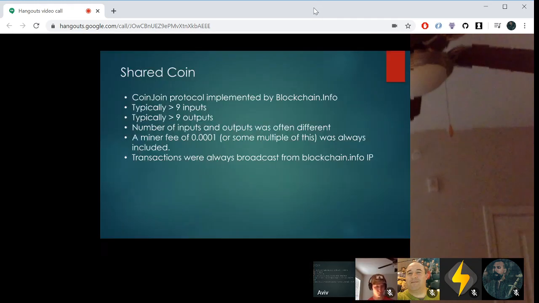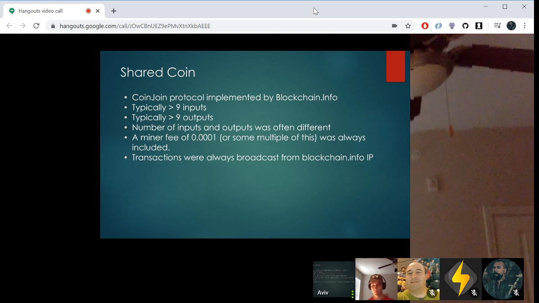Yeah, that's a very good thing to point out. I think it's fair to say that apart from the miner fee and the IP address of the broadcast, there wasn't anything that clearly outlined these transactions as being part of shared coin, apart from the fact that they have more than the normal number of inputs and outputs that we would expect.